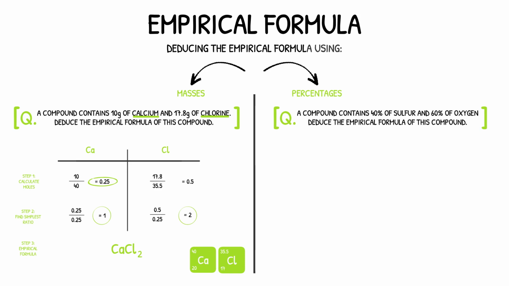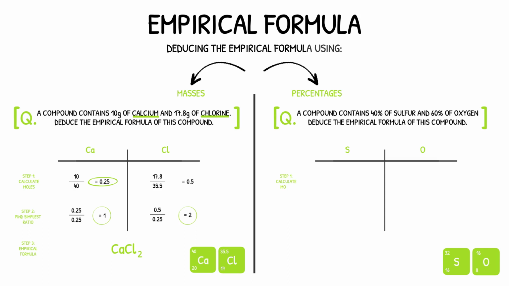Here's another example of this style question, only this time the composition of each element has been given to us in percentages. A compound contains 40% of sulfur and 60% of oxygen. Deduce the empirical formula of this compound. Though we are now working with percentages, the steps for this calculation are exactly the same as they were when using masses. So, we start firstly by dividing our working into columns and placing the elements from the question in the heading of each column.